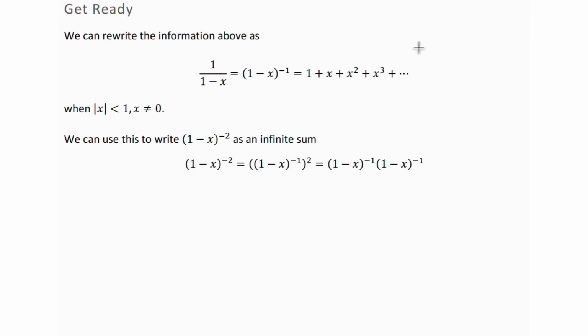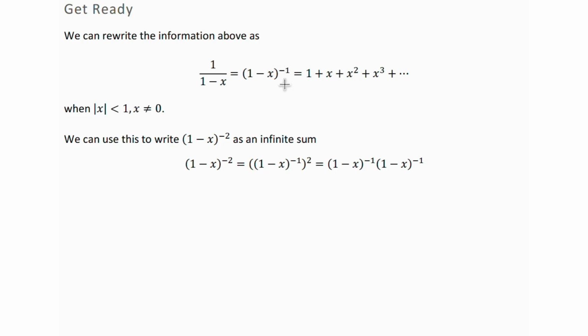In the required prior knowledge, we saw that the sum of this infinite series was equal to 1 over 1 minus x. Now 1 over 1 minus x we can rewrite as (1 minus x) to the minus 1. But what that means is this binomial, (1 minus x) to the power of negative 1, is equal to this expansion. Now this gives us a way to expand binomials to negative powers.